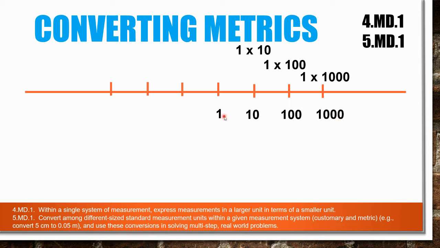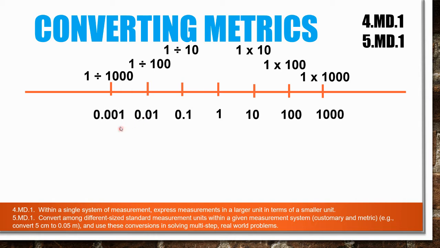Well, let's look at it again, but this time let's look at division. 1 divided by 10 is 1/10. You can see that the place value shifted. Again, let's divide by 100, which is 1/100. It shifted 2 places. And 1 divided by 1,000 is 1/1,000, which means it shifted 3 places.